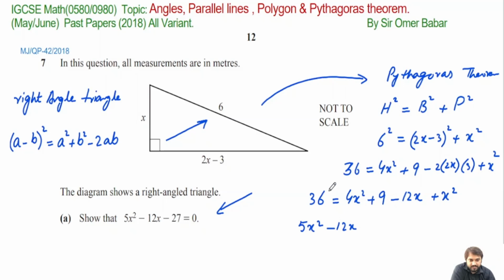Now move this 36 to the other side. That will be plus 9 minus 36 equal to 0. 5x² − 12x, then −36 + 9 will be −27, equal to 0. We have just proved that 5x² − 12x − 27 = 0.